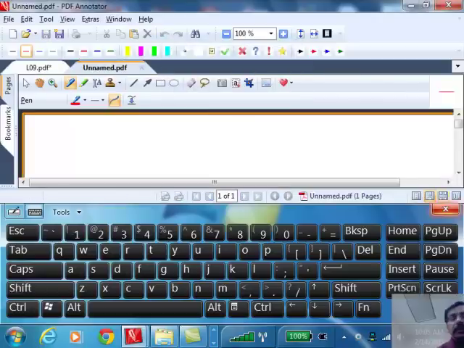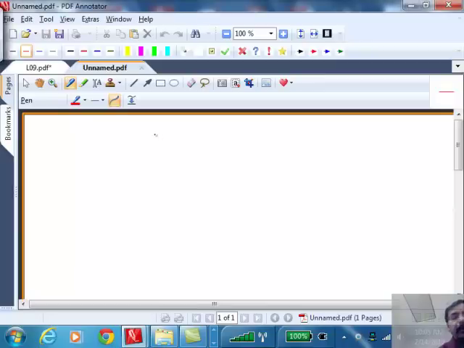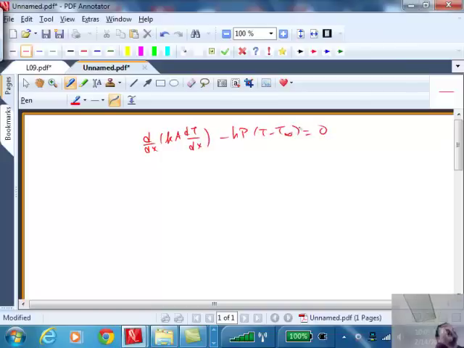Okay, so the problem was we had d/dx of (kA dT/dx) minus hP times (T minus T infinity) is equal to zero. First thing that we do is we assume k and A to be constant, so we take that out. kA times d²T/dx² minus hP times (T minus T infinity) equal to zero. That's the first step. Assuming k and A to be constant.